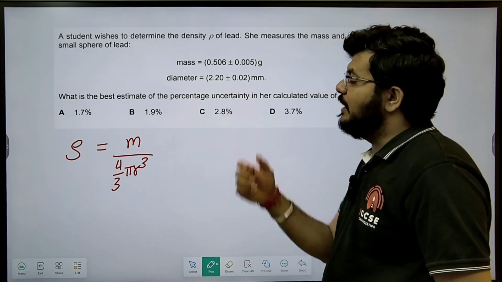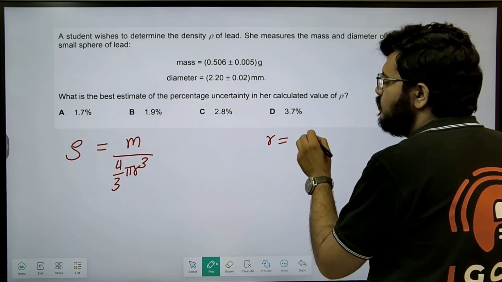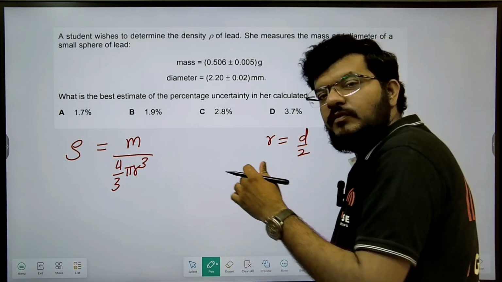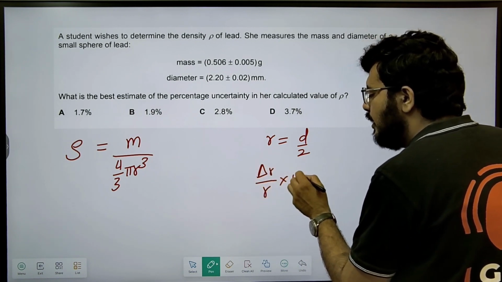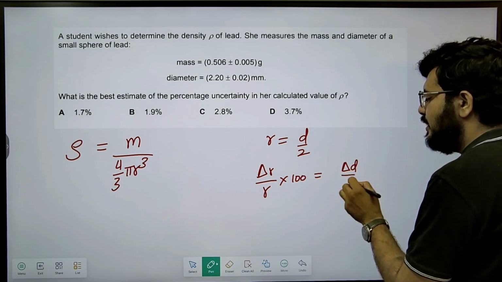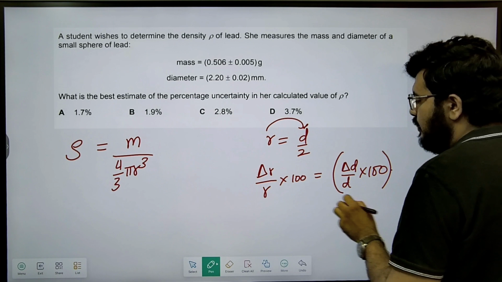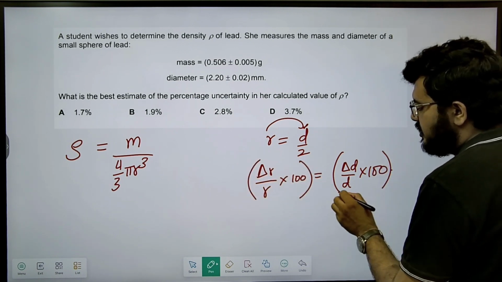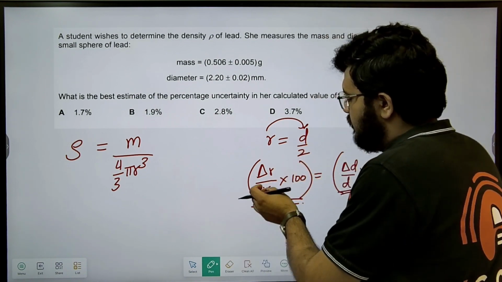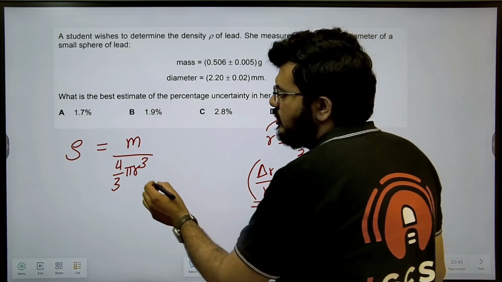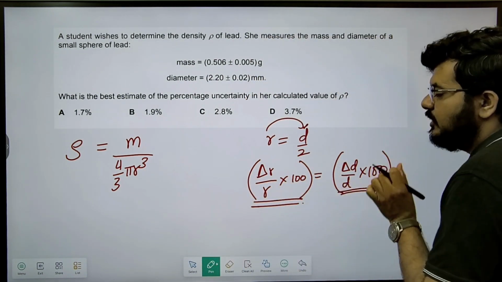Okay, but they have given diameter. So what to do? Simply remember that r is equal to d by 2, and remembering from an older question, can I write delta r by r into 100 is equal to delta d by d into 100, because they are linearly related, right? Power 1, power 1. So the percentage uncertainty of diameter is the percentage uncertainty of your radius as well. So it's okay. For uncertainty questions, you directly use the uncertainty of diameter.